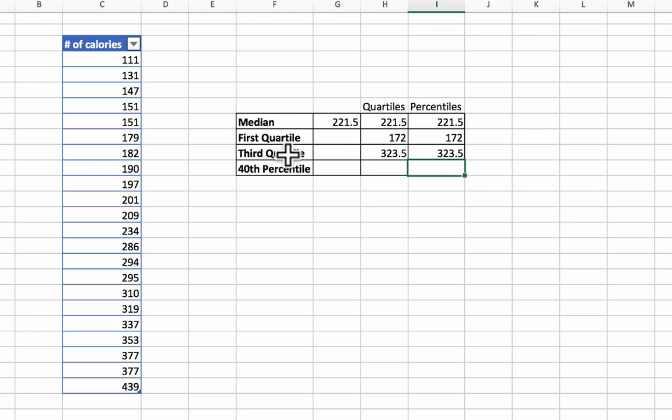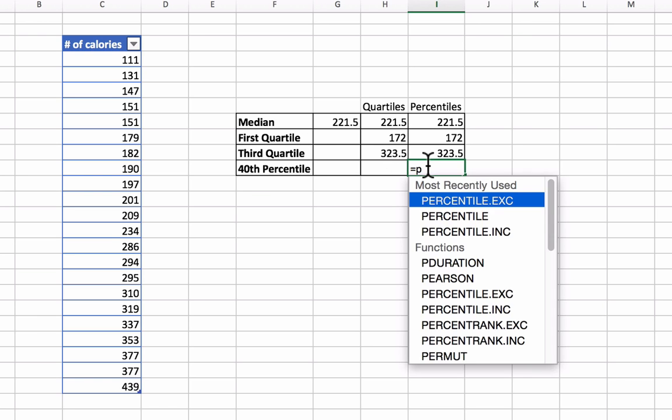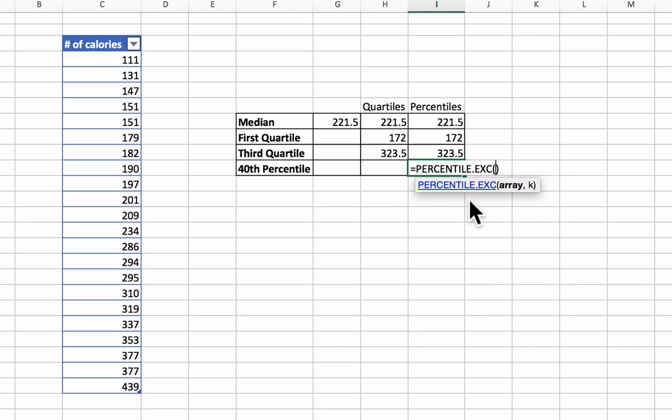Now, anytime you're calculating the percentile that is not 25, 50, or 75%, we have to use a percentile function. And so now we put in our array, and our 40th percentile will be 197.8, which matches the value that we had before.